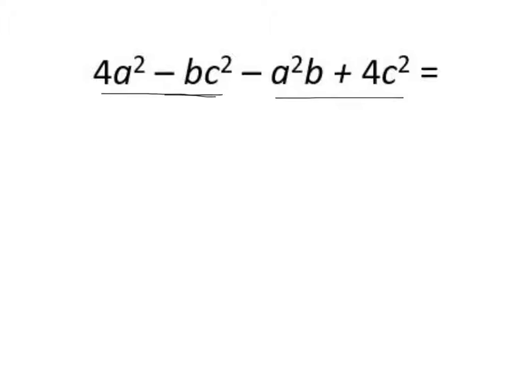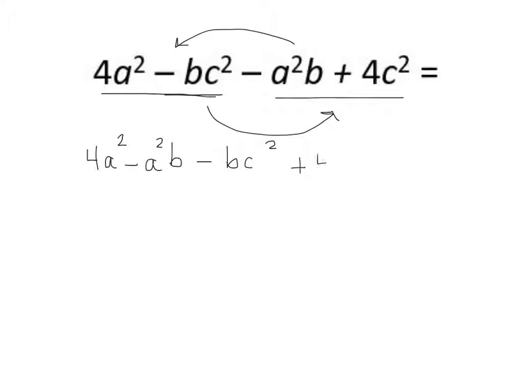But what we could do is reorder the terms and put things together that have something in common, and put the other things together that have something in common. So what I'm suggesting is that we could put the a squareds and the c squareds together. So anything that has an a squared, we could bring it over here and put it with the other thing that has an a squared. And then the things that have a c squared, we can put together as well. So if I do that, I'll have 4a squared, and then I'm bringing that minus a squared b thereafter, and then the minus bc squared, and then the plus 4c squared.